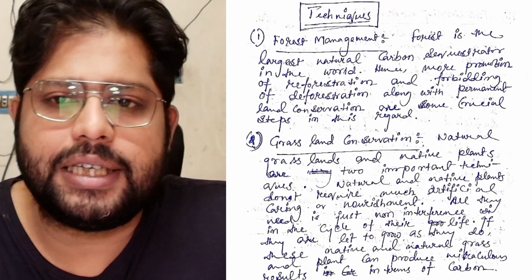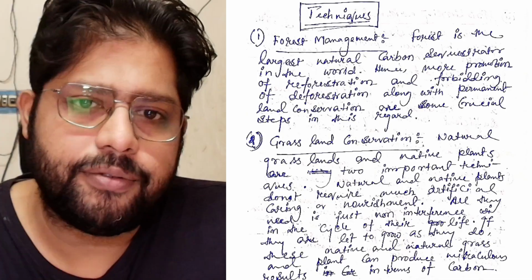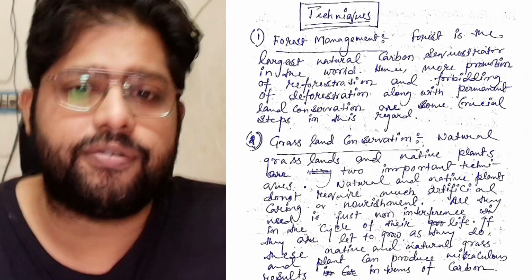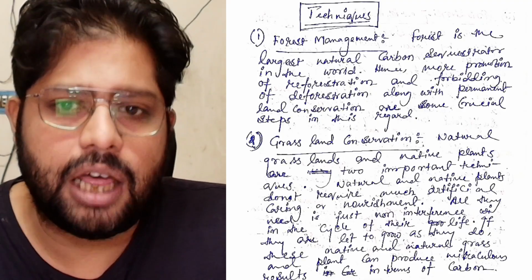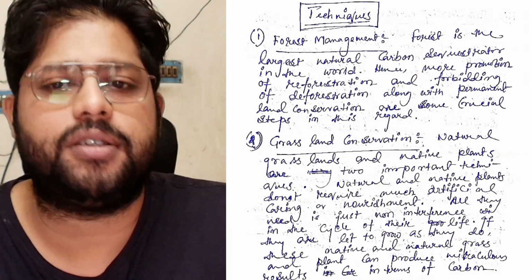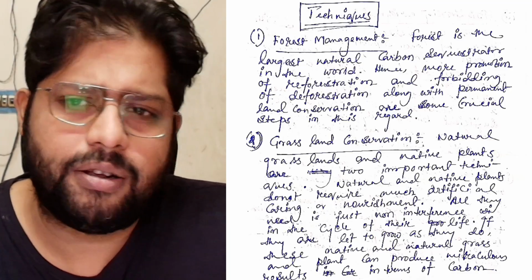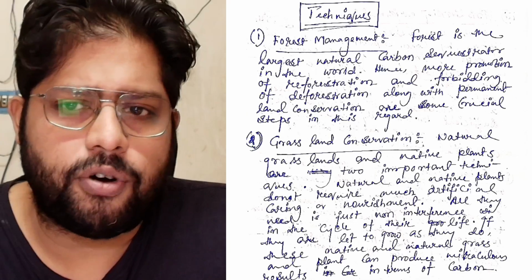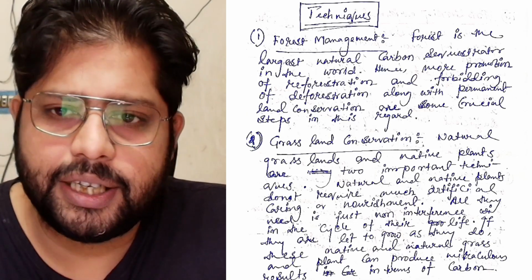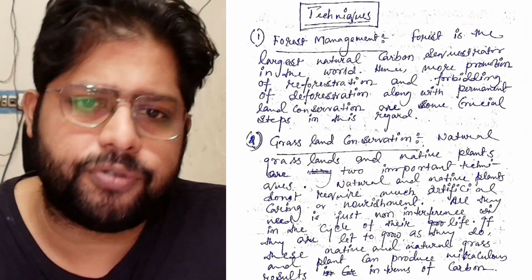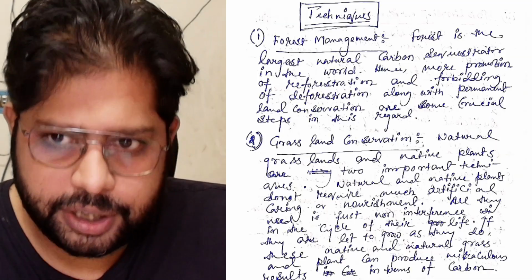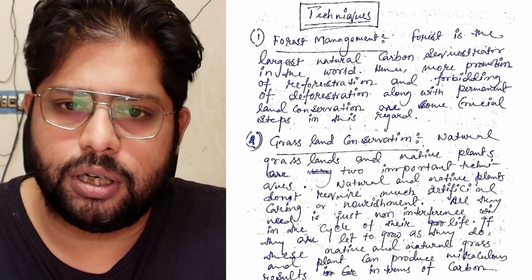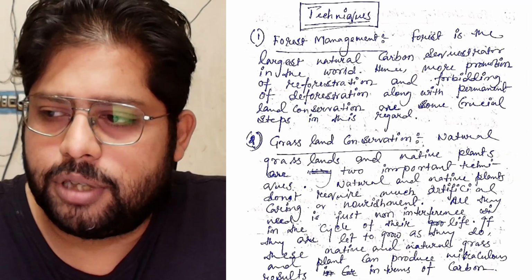Look, forest is the largest natural carbon sequestrator in the world, as you can understand very well. Hence more promotion of reforestation and forbidding of deforestation, along with permanent land conservation, are some crucial steps in this regard. Reforestation is the main key here for forest management, and we have to stop deforestation and permanent land conservation.